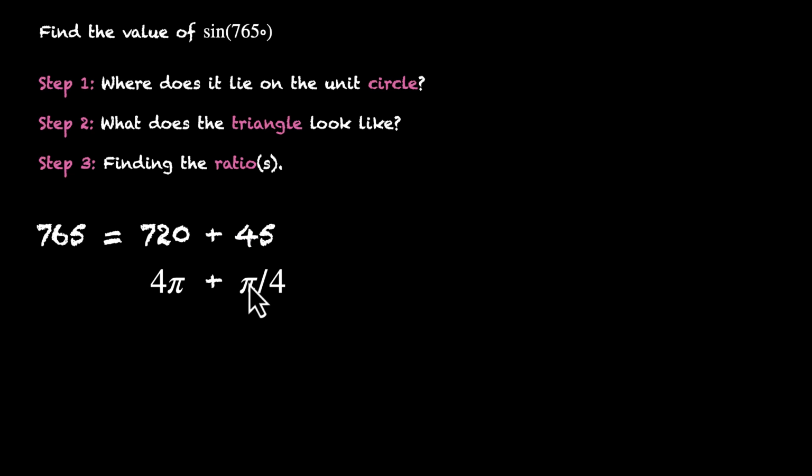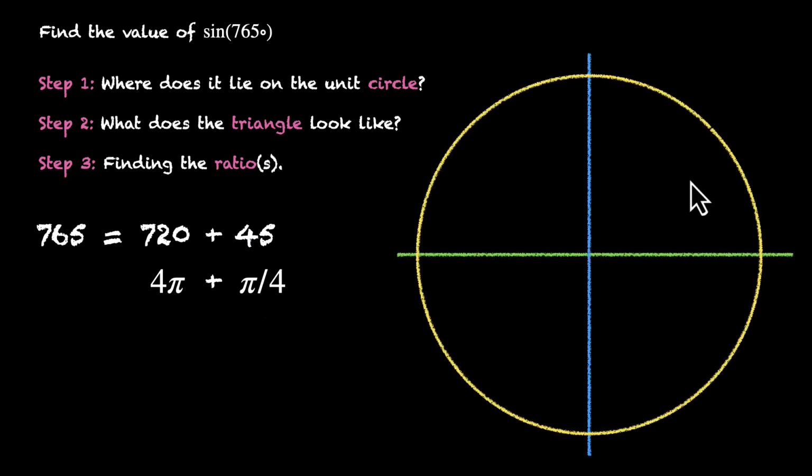So now let's plot this on the circle. We have this unit circle, pi, 2 pi, 3 pi, 4 pi, and then another pi by 4. So this is where we are. This is the point 765. But this is also the point pi by 4, which means the ratios actually match. Both 765 degrees and pi by 4 will give us the same ratios. All right, this is pi by 4.